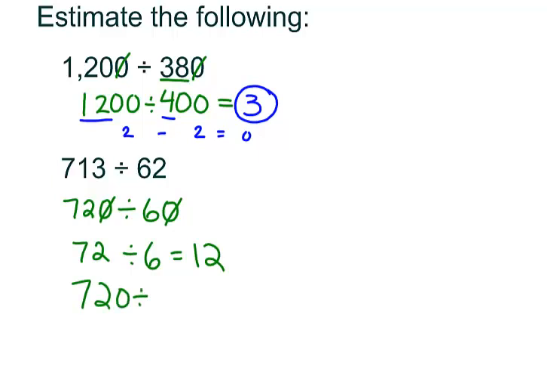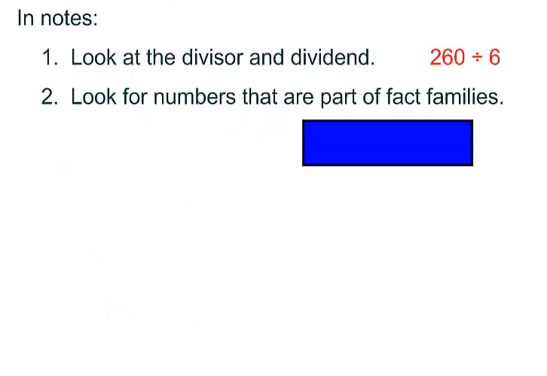720 divided by 60, 72 divided by 6 is 12. And 10 minus 10 is 00, so my final answer is 12. Remember, these are estimates. You can have a different way of doing it to get close to 12.